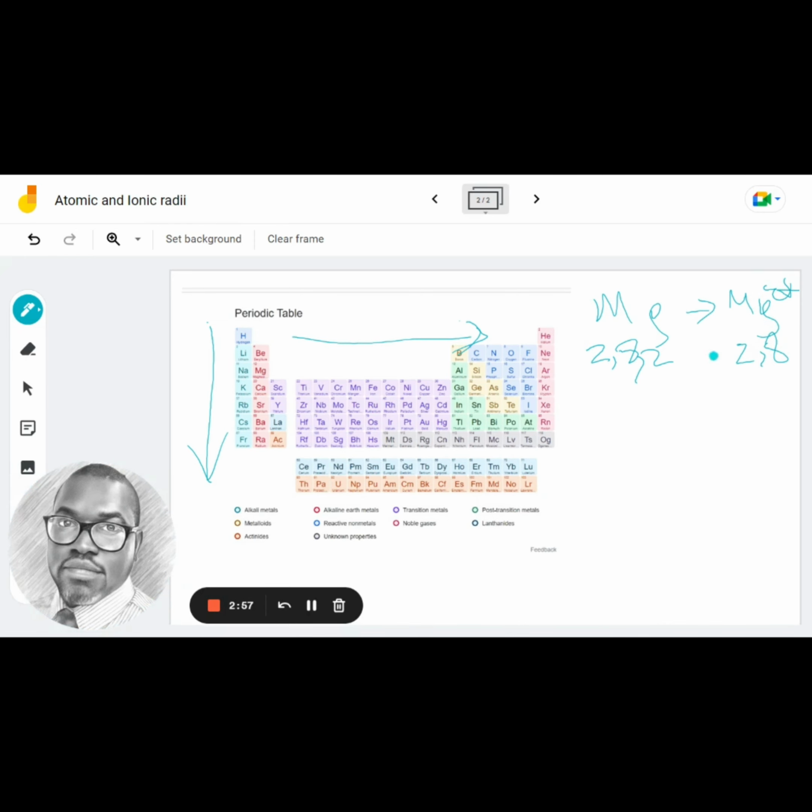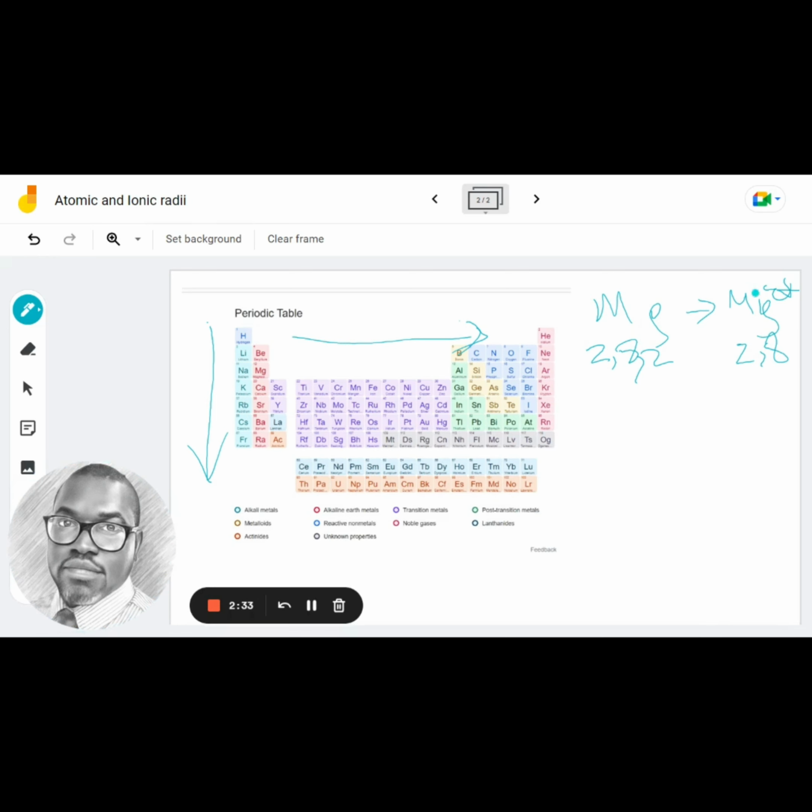The more positive nucleus is now able to pull those valence electrons closer to itself. And so therefore the ionic radius for cationic species, for positively charged species, should be less than that of the atomic radius.